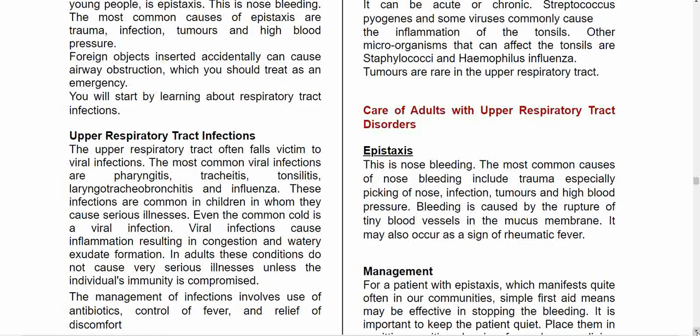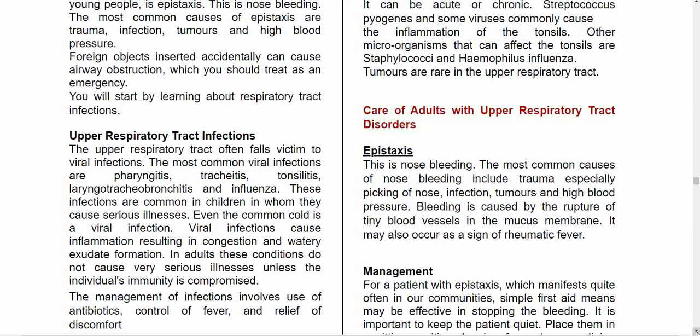Care of adults with upper respiratory tract conditions. Let's talk about how we can manage conditions of the upper respiratory tract in adults, starting with epistaxis, which is bleeding from the nose. The most common causes of nosebleed include trauma, especially picking of the nose, when you are fond of using your long nails, or maybe a stick or a toothpick, to prick the nose. Infection can also be a cause.